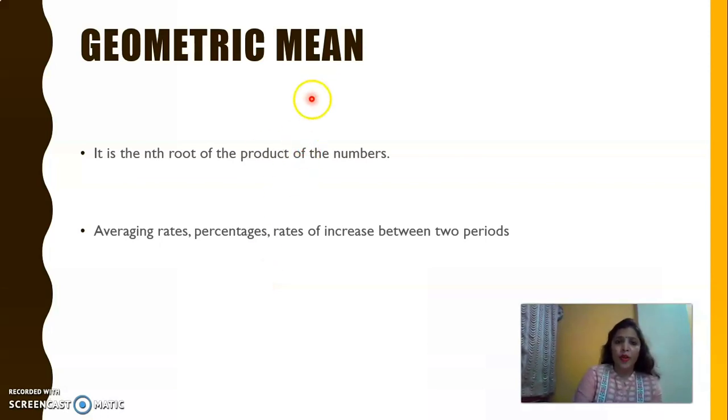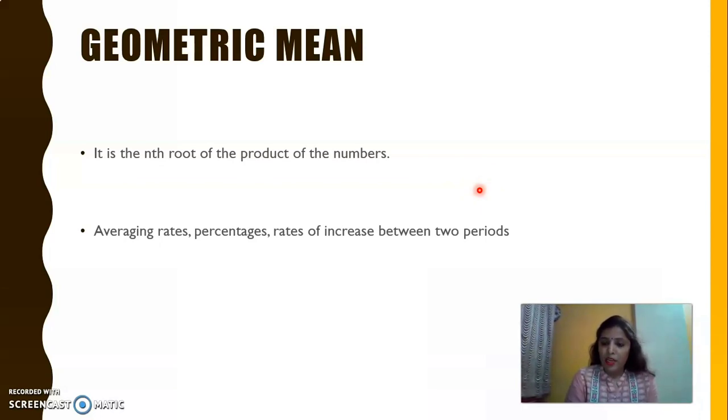So first of all, geometric mean: it is the nth root of the product of the numbers. So if in the data set there are three observations, 10, 20 and 30, then when I multiply 10 into 20 into 30 and take the cube root, because there are three observations, the resultant value is called the geometric mean.